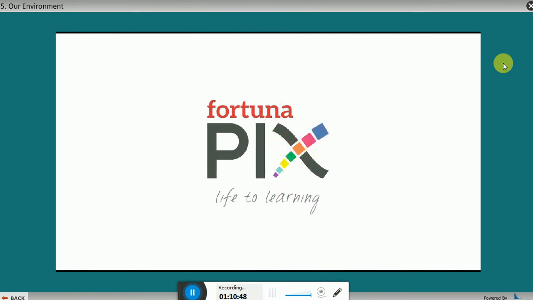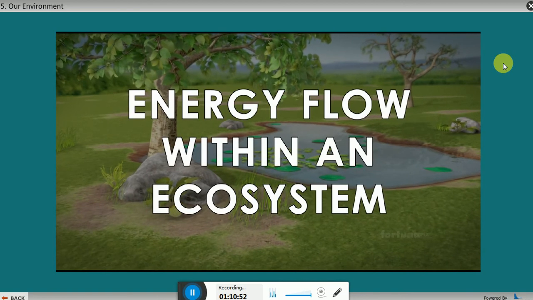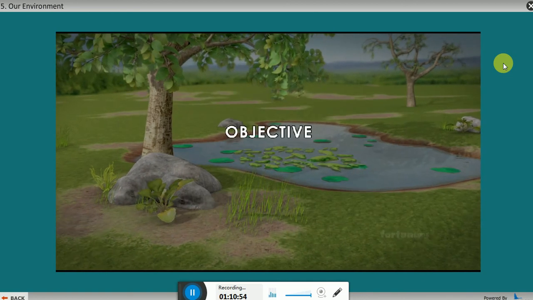Energy flow within an ecosystem. Objective: to learn the energy flow within an ecosystem.